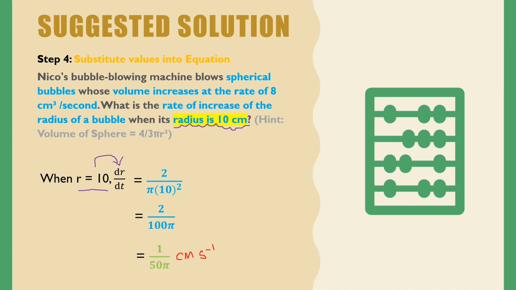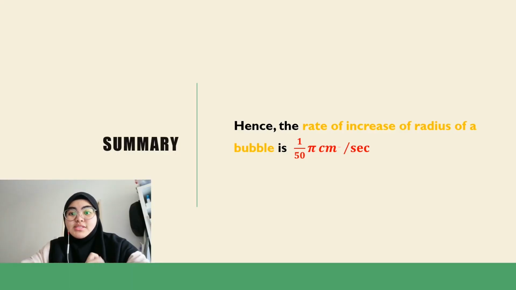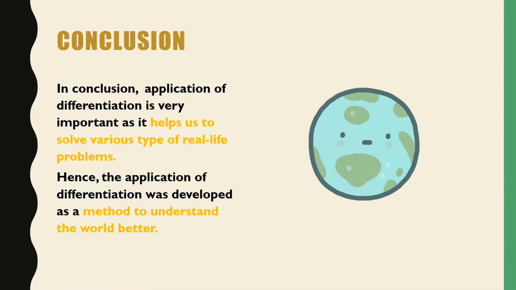Why centimeter per second instead of centimeter cubed? Because it requires us to find the radius of a bubble, the rate of increase of the radius of a bubble, not volume. So it must be in centimeter. So if you are doing the question while following this slide and you get the same answer, you are correct. So the summary for this is that hence the rate of increase of the radius of the bubble is 1 over 50 pi centimeter per second.